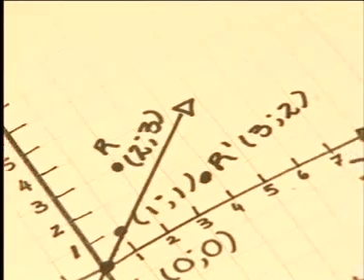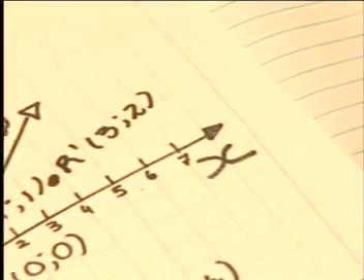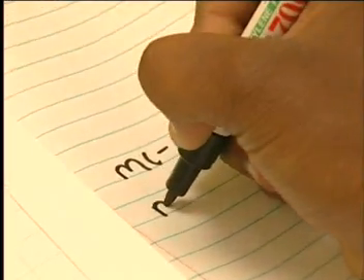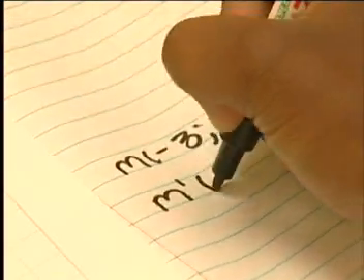Let me try that out with another point. I'll choose the point negative 3, 5. I'll call it N. So by a quick method, the reflection should be 5, negative 3.